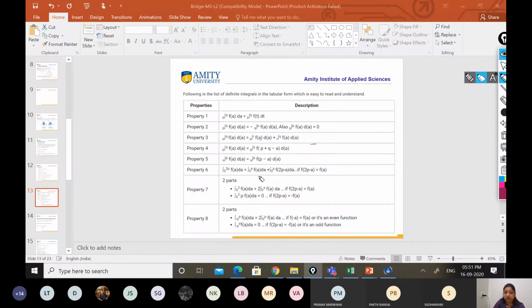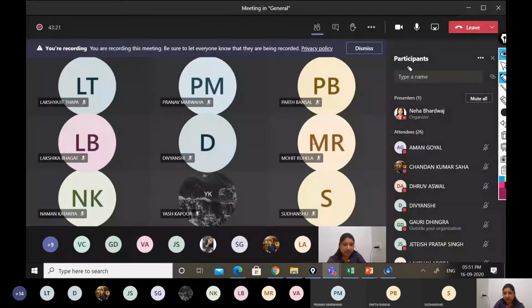It can be applicable to solve certain particular questions, right? Next is property 7, so we have two parts here. Integral 0 to 2p f(a) da is equal to 2 times integral 0 to p f(a) da, if f(2p minus a) is equal to f(a). Just a minute.